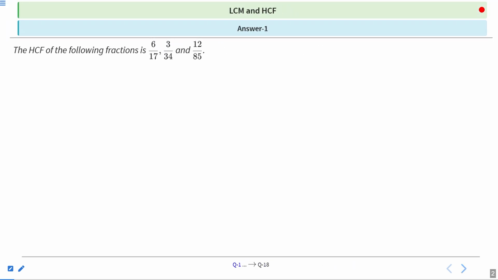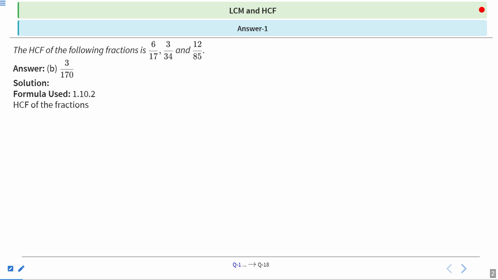So we have to find the HCF of given fractions. The correct answer is option B 3 upon 170. Now let's have a look at the solution of this question. We are using formula 1.10.2 to find out the correct answer.